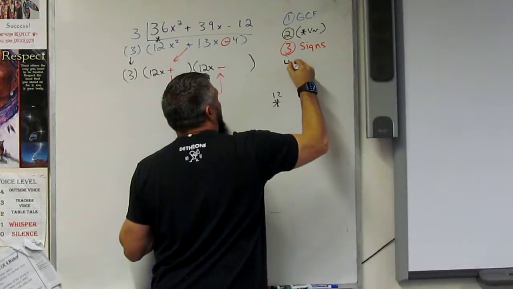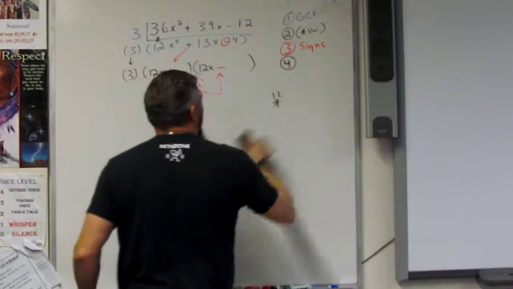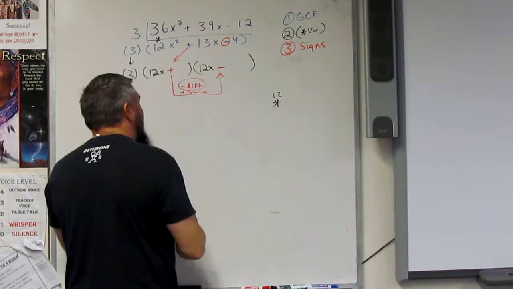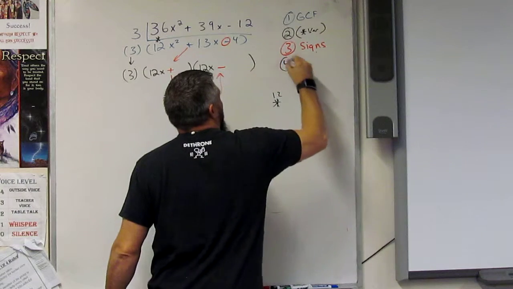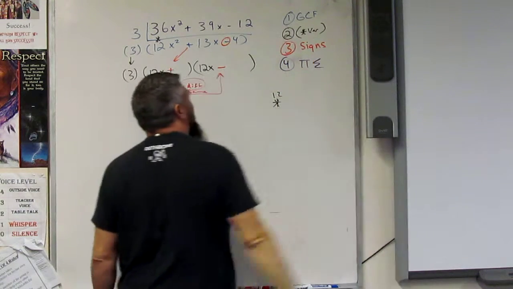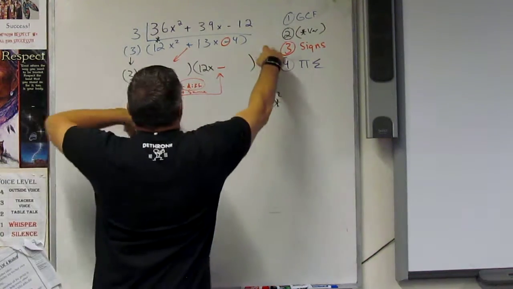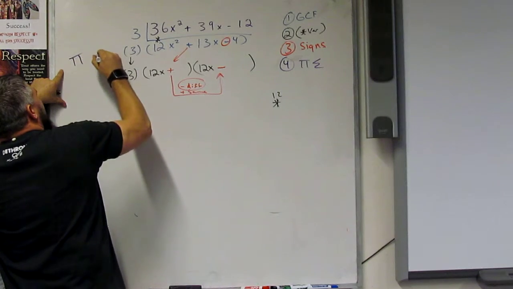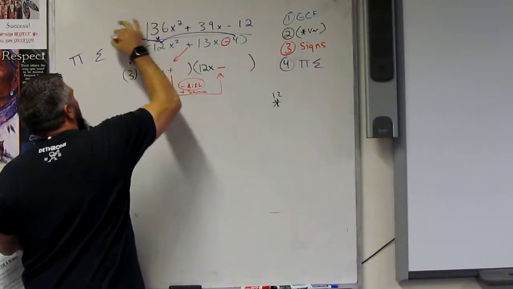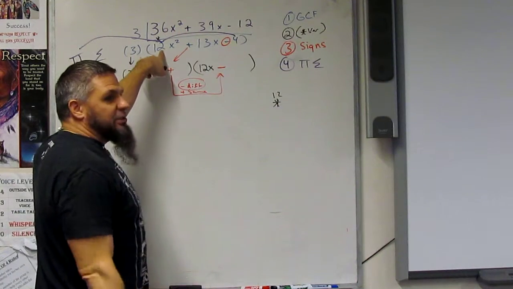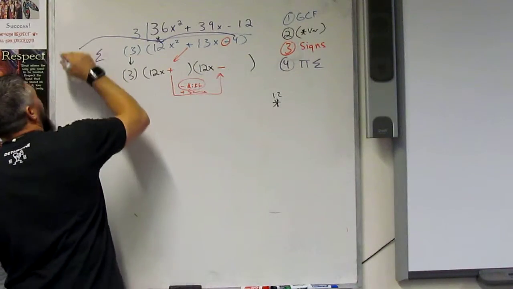Alright, step 4. Product and sum. I'm going to use purple for this because it's too close to that black and I'm going to be in here. So, 4 is product and sum. Remember, your product, I usually put it over here, but you can put it over here. The product is the first one times the last one. That's your product. The first coefficient times your last coefficient. So 12 times 4 is 48.